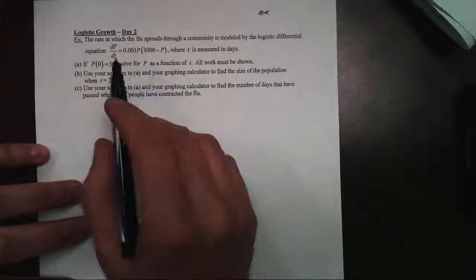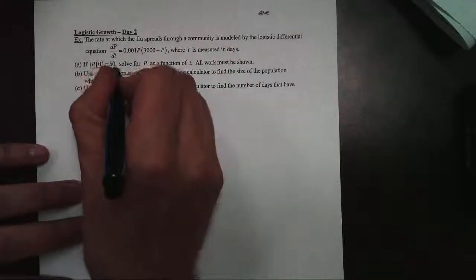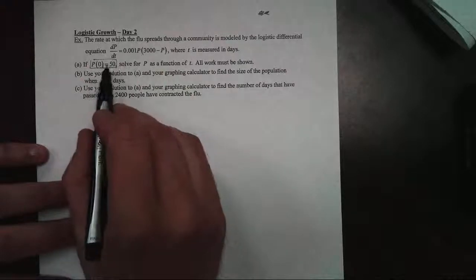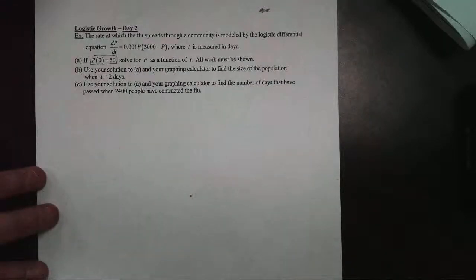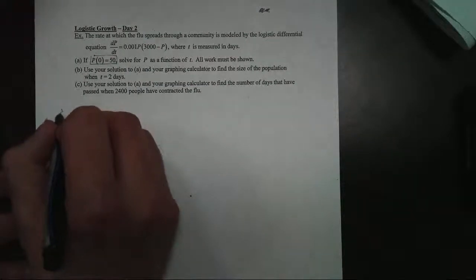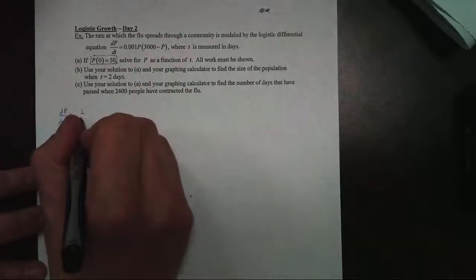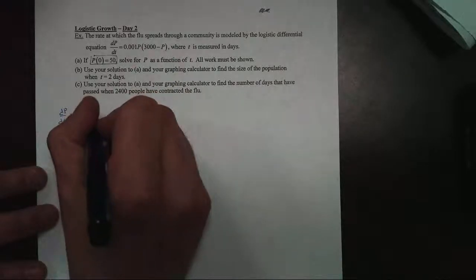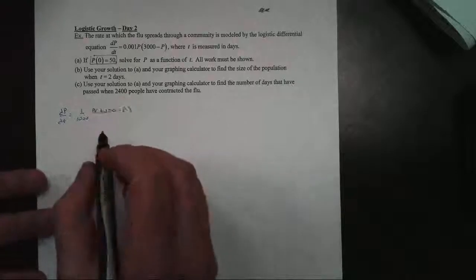Now, in part A here, they give us an initial population. They're telling us that at the beginning, 50 people have the flu, and they're saying solve for P. Now, we've done this before in the past. If I write out my differential, dP/dt is going to equal, and I'm going to write this as 1 over 1,000, just makes it a little bit easier, 1 over 1,000, P, 3,000 minus P.